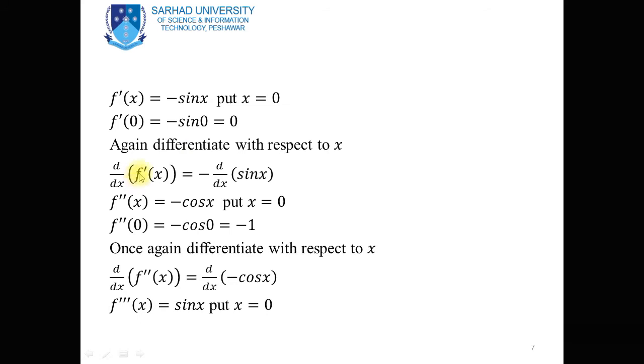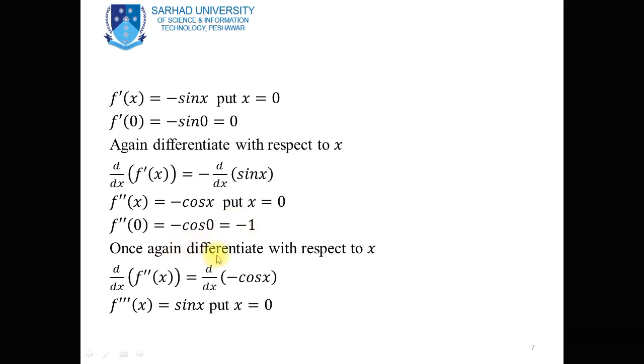Now the second order derivative. To take the second order derivative of the function, this is the first order derivative, minus sin x. Taking the derivative of minus sin x gives the second order derivative. The derivative of sin is cos x, so the second order derivative is minus cos x. Now putting x = 0, we obtain f''(0) = minus cos 0, and cos 0 is equal to 1, so the second order derivative is equal to minus 1.